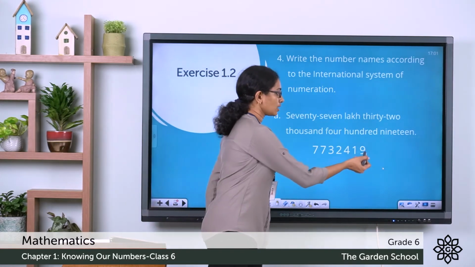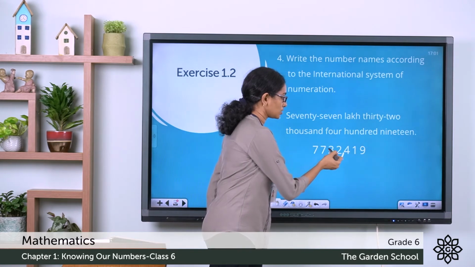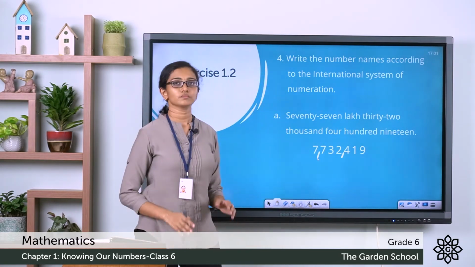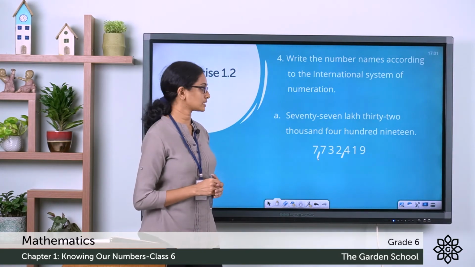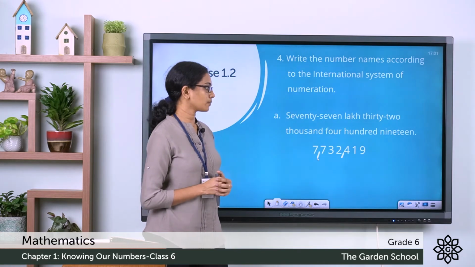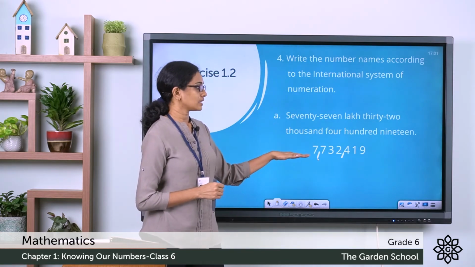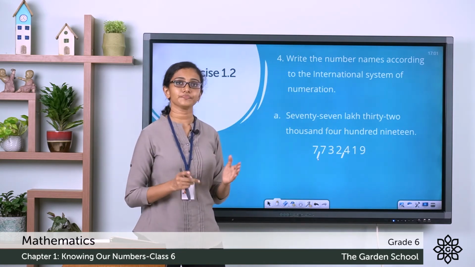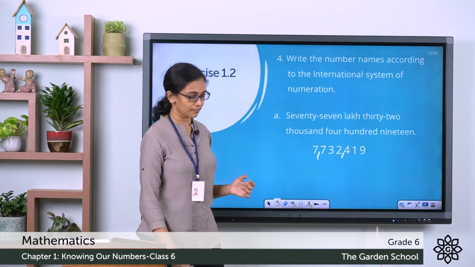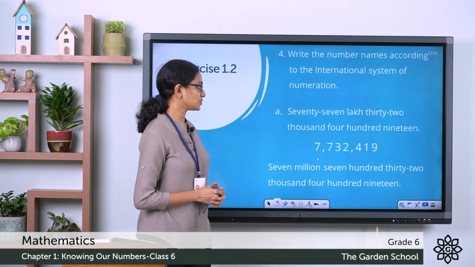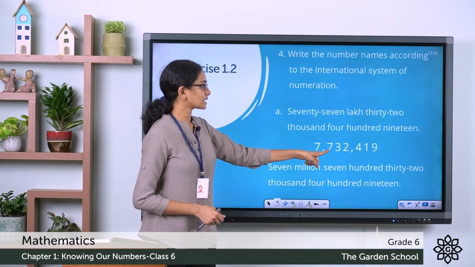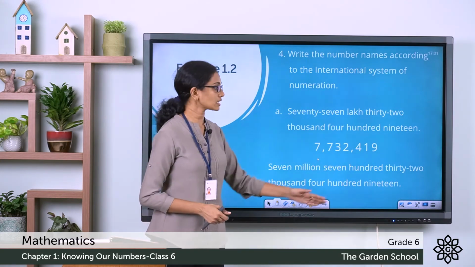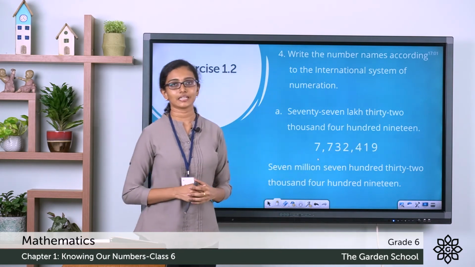So that would be 1, 2, 3, 1, 2, 3. So we know each period has got 3 places each. So we have inserted commas now. Now we can read this number based on the International System and write the corresponding number name. So that would be equal to 7,732,419.